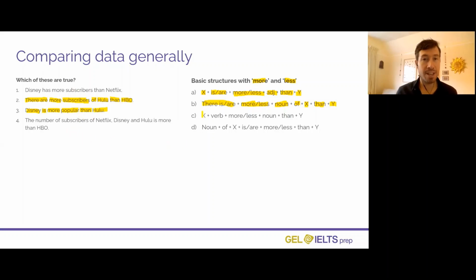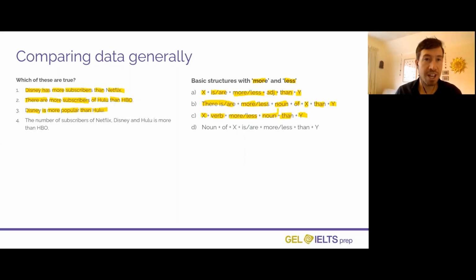Another one here we can have is X plus a verb plus more or less plus a noun plus than plus Y. Okay. So let's have a little look at the example of that. So we've got Disney, that's the X. We've got the verb has there. We've got the word more, as we said. We need a noun here. Again, we've got subscribers is the noun. Then we've got than, which is here, and we've got Netflix, which is the Y.